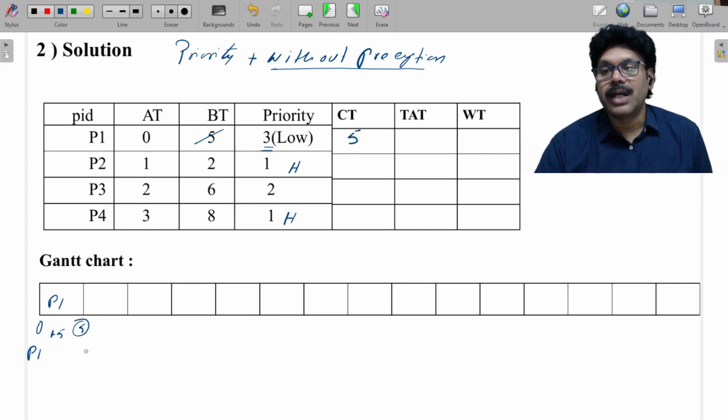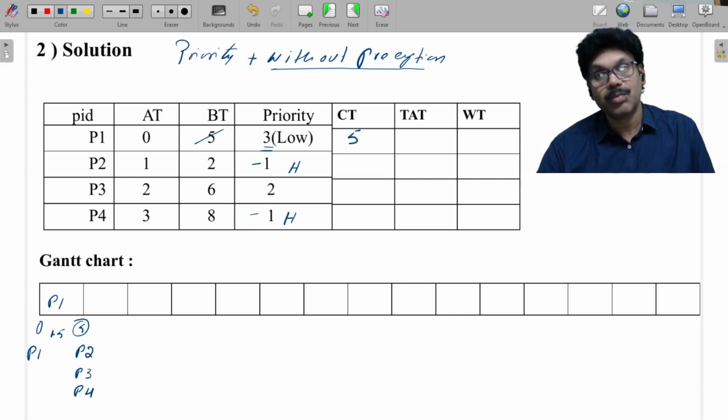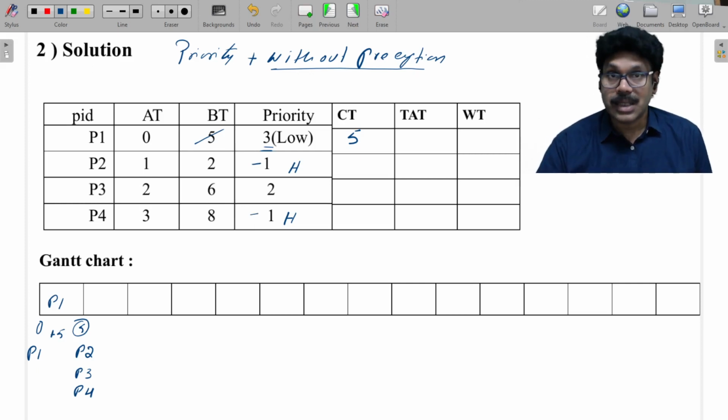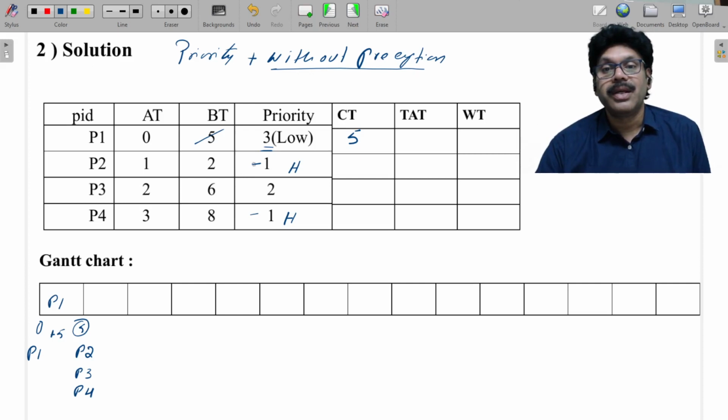During 0 to 5, other processes have come, P2, P3, and P4. Now you cross verify which is having the highest priority. So this guy has highest priority and this guy is also having highest priority. Both are ones. Whenever priorities are same, we need to cross check lowest arrival times. If at all arrival times also clash, then you need to look at the lowest process ID. But fortunately, here P2 has come before P4.